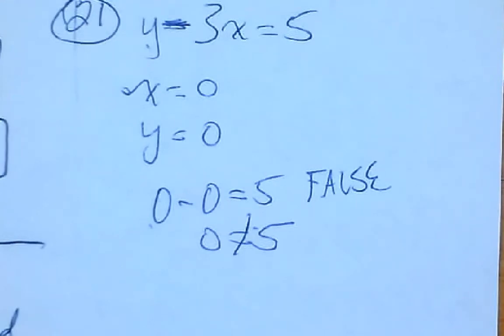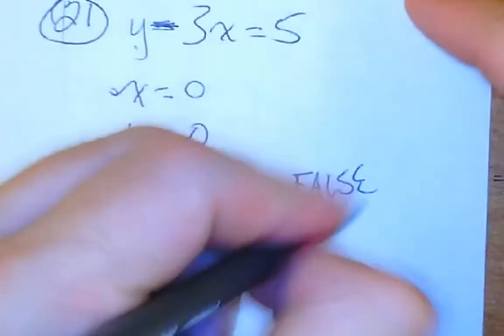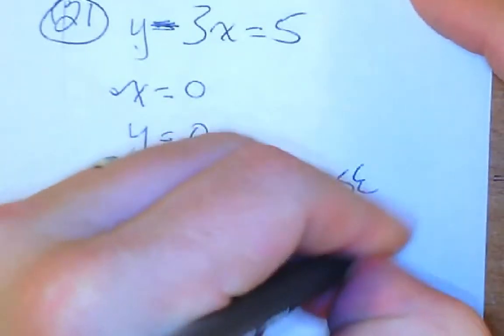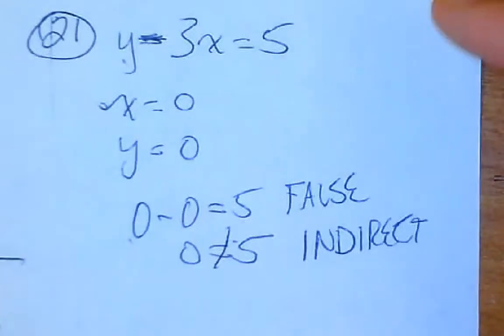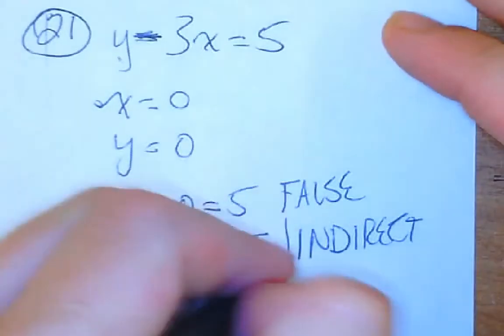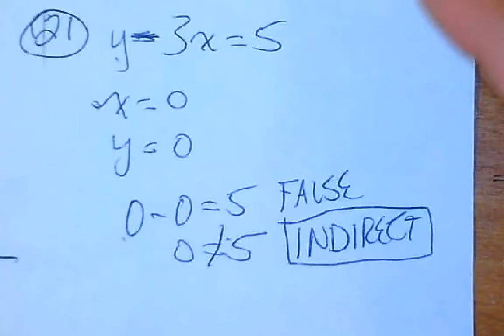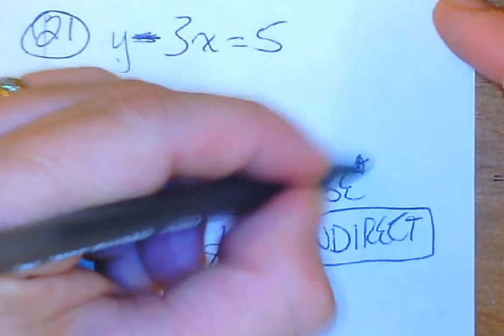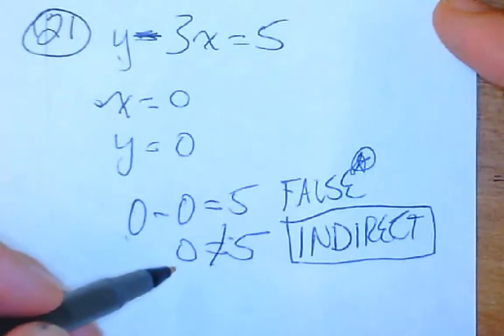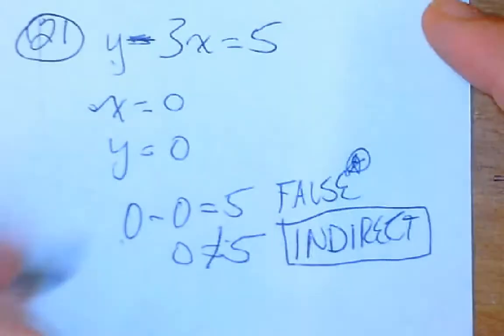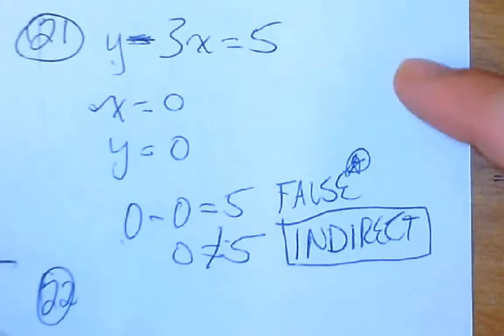So what we're saying is that this is indirect variation. And that's because we got something that said it's false, because 0 does not equal 5. That's not true. Number 22 will go even faster.